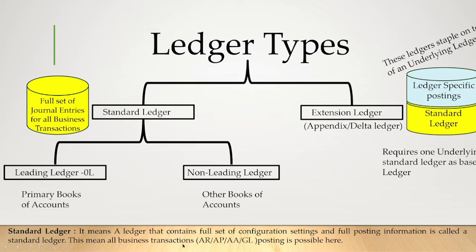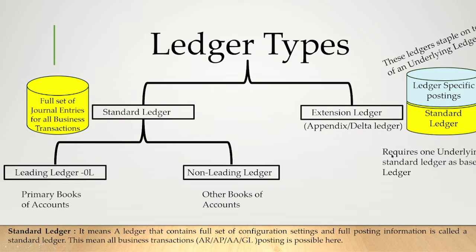This means all business transactions, that is AR, AP, AA, GL postings, are possible here. So this is the standard ledger, with a full set of journal entries for all business transactions. Then the extension ledger. Extension ledger is also called appendix ledger or delta ledger.